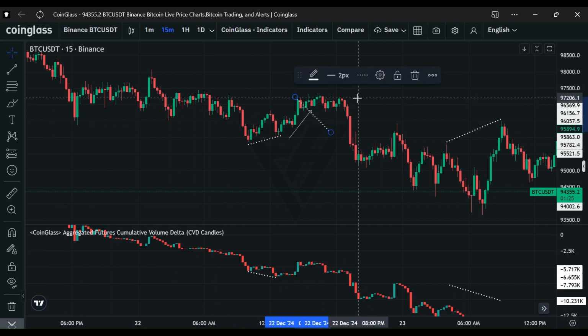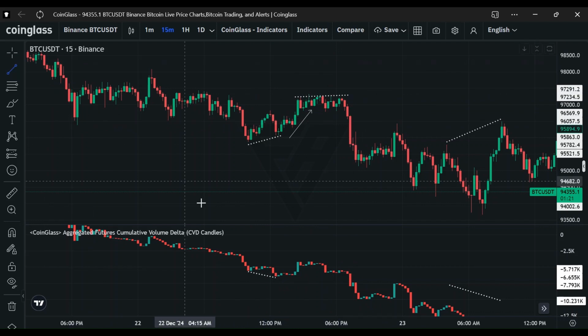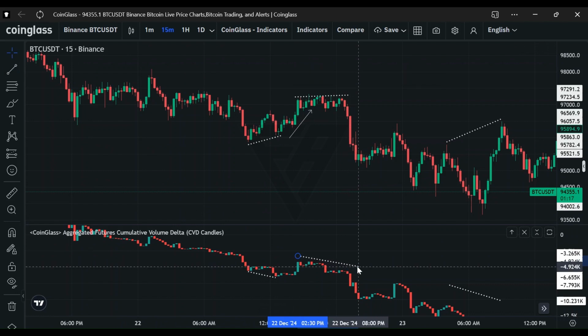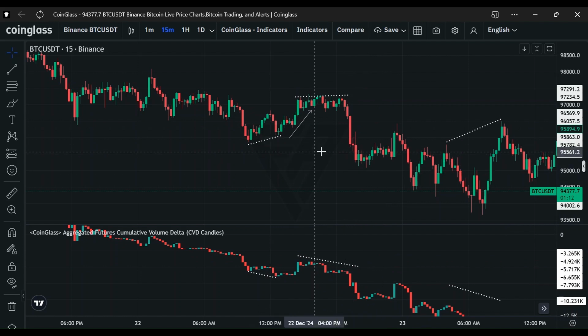And then what you observe here is that price is forming almost equal highs while CVD is forming lower highs. After that, what happened is price dropped, as there were not enough buyers. So this is how you're going to use it.